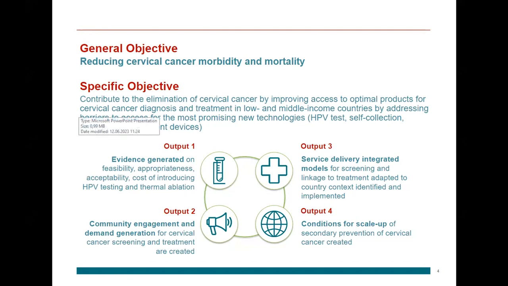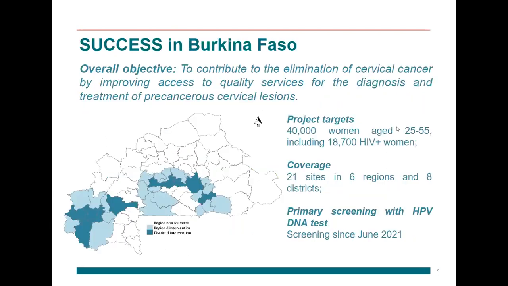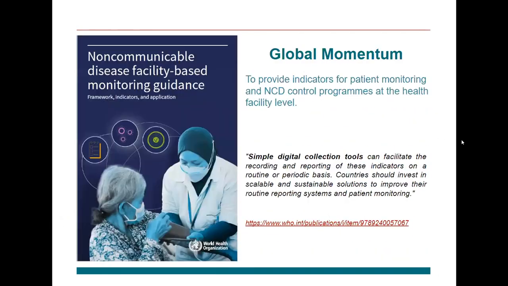So although we implemented the project in four countries, we did implement the DHIS2 tracker in Côte d'Ivoire and Burkina Faso. But today the focus will be on Burkina Faso, where it's most advanced. And in the following slide, you will see why. There was also a global momentum for implementing the tracker.